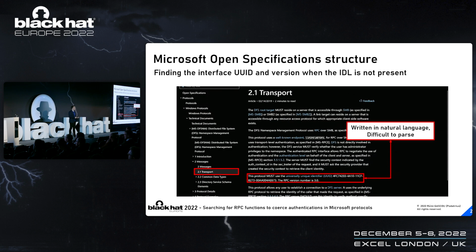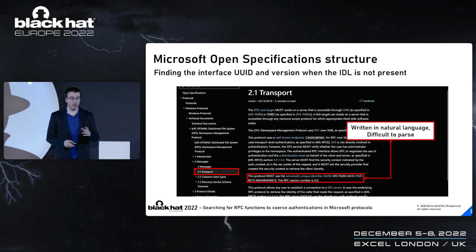Sometimes it's not complete because all the pages of the Microsoft Docs are not equal, and sometimes you won't have the UID and the version of the RPC interface. So if the information is here, it will be in this page, but sometimes it's not. The major problem of this page is that it's written in natural language, so it's quite complicated to parse, even though we can use regular expressions to extract the UID of the RPC interface. To find the versions, it's quite complicated, and sometimes they are not inside these pages.